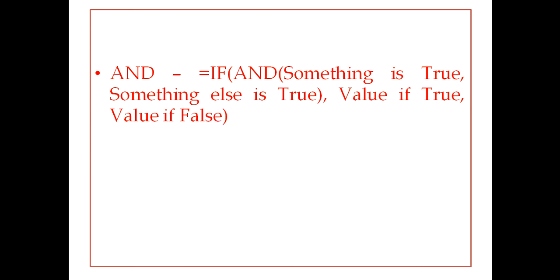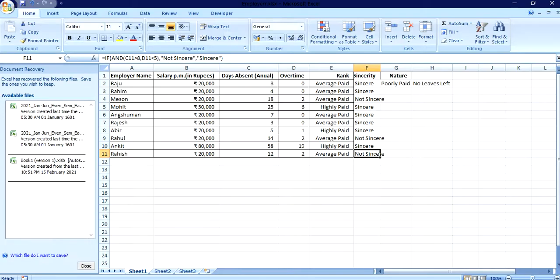Now let's try to check this practically. So open your own Excel book. I'm going to open mine. I have considered the same Excel sheet that I used for the last one, the employer table: employer name, salary, days absent, overtime. Say three more things we want to check: rank, sincerity level, and nature. Rank we have already completed, and now sincerity level. I want to define that if an employer takes leave more than 8 days and did not do overtime at least thrice, then he is not sincere. I want to check that condition.